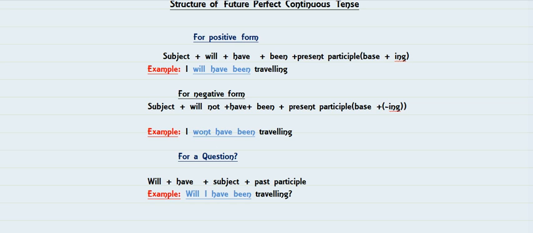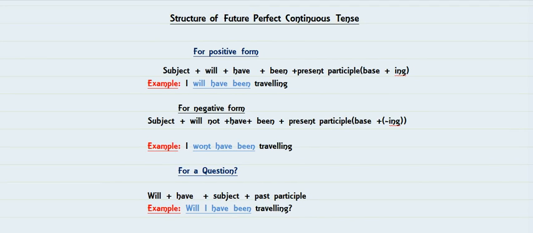Now let's see the structure for the future perfect continuous tense. That is, what would be the structure for this particular tense, or how we are going to write, what are the rules. For any form of positive tense, you will just use will along with have. That is, the subject will be there. Along with that, we will use will have, then been will come, and the present participle form of the verb, that is the ing form, right? If we are using travel, it will be ending with ing, that is traveling. So for a positive sentence, you just need to add been to it.